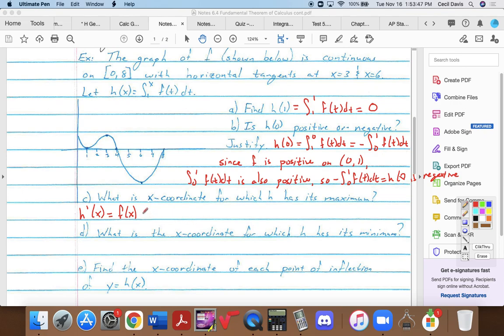When is f of x equal to 0? Well, it equals 0 at x equals 1, x equals 4, and x equals 8. I should have left more room for this, I apologize. I'm going to do a table of values out here: x, f of x. So my candidates are 0, 1, 4, and 8.